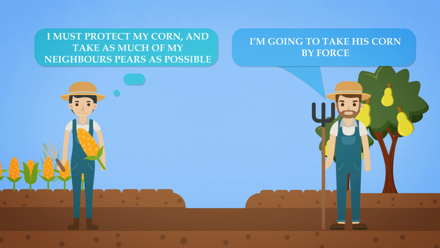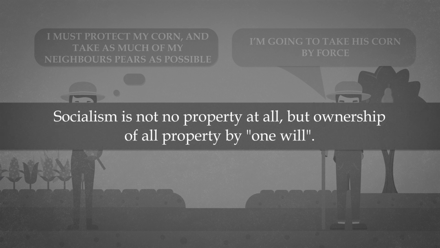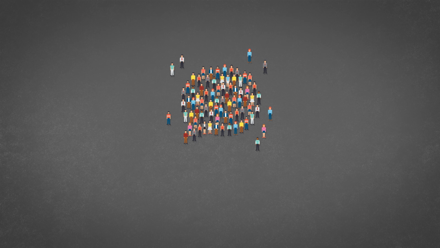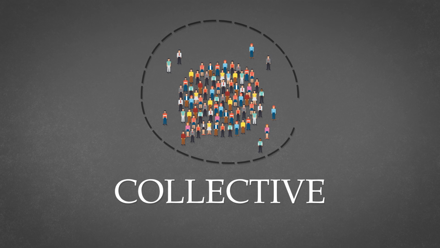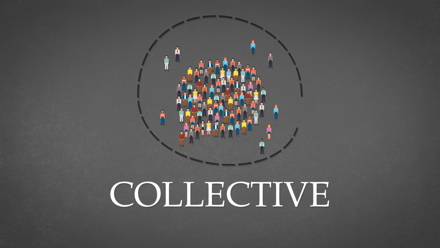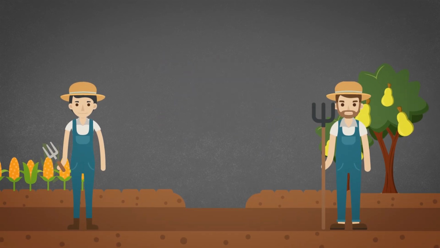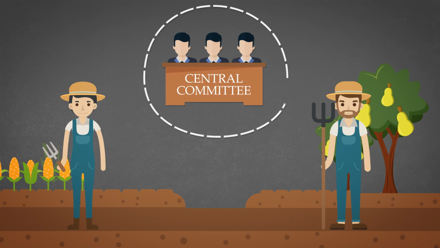There would be chaos. It should be noted that this isn't what socialism is about. Socialism isn't no property at all, but ownership of all property by one will. Even if we assume that society is to be the owner, although it consists of many people, it's treated as a collective that has its own will superior to the individual will of the individual that is part of it. Accordingly, this common property is governed by the collective as a single entity. For practical reasons, it elects its representatives. It elects, for example, a central committee that manages the property of the collective on its behalf.